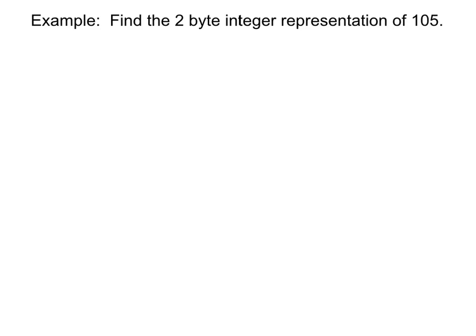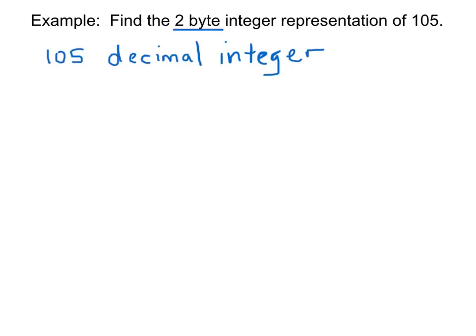Let's look at this first example. Find the 2-byte integer representation of 105. Now, 105 is the decimal number 105. It is an integer, and we want to represent this decimal integer using 2 bytes.